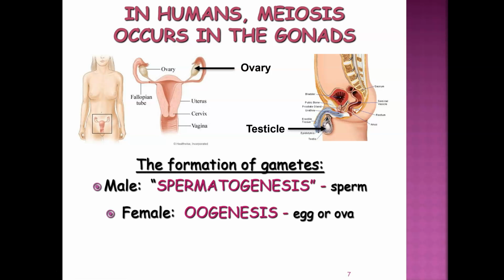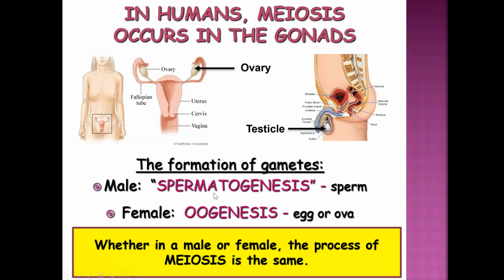The two terms for the formation of sperm and egg cells are different for males and females. In males, it's known as spermatogenesis, and in females, the term is oogenesis. So for egg cells, oogenesis; for sperm cells, spermatogenesis. Whether in a female or a male, the process of meiosis is exactly the same.